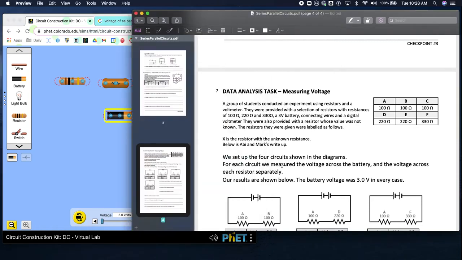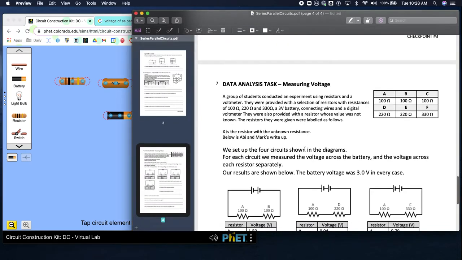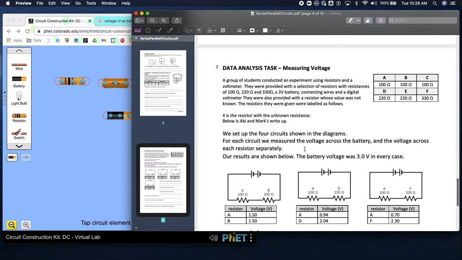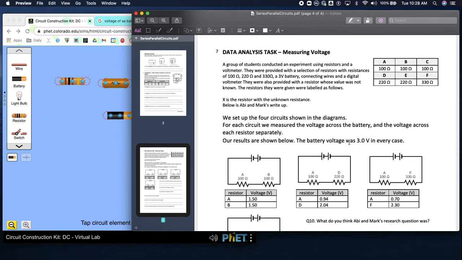Okay. They were also provided with a resistor whose value was not known. So I'm just going to grab this guy. We don't know this guy's resistance. The resistors they were given were labeled as follows: A, B, C, D, E, F.